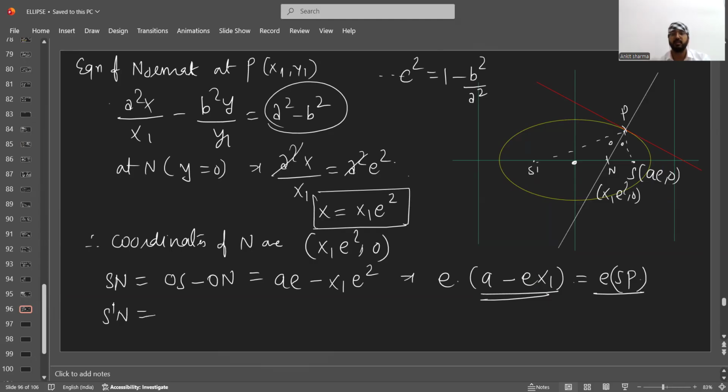OS' plus ON. So OS' would be a distance only, and ON is this distance e x1. So I'll take here e common, and this gives me a plus e into x1. So we end up proving e into S'P.